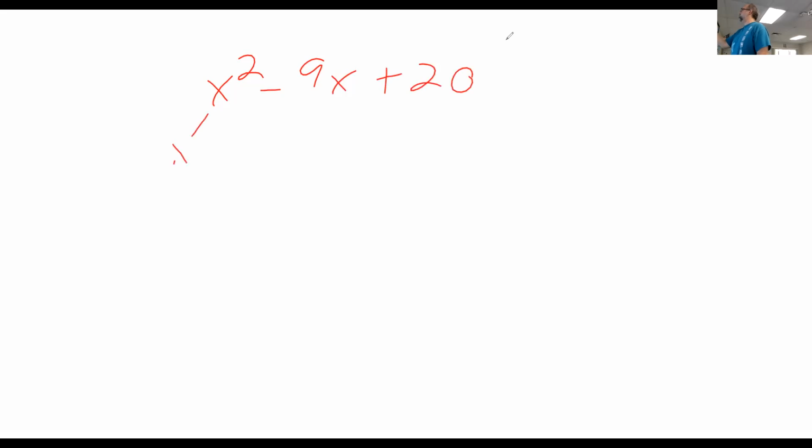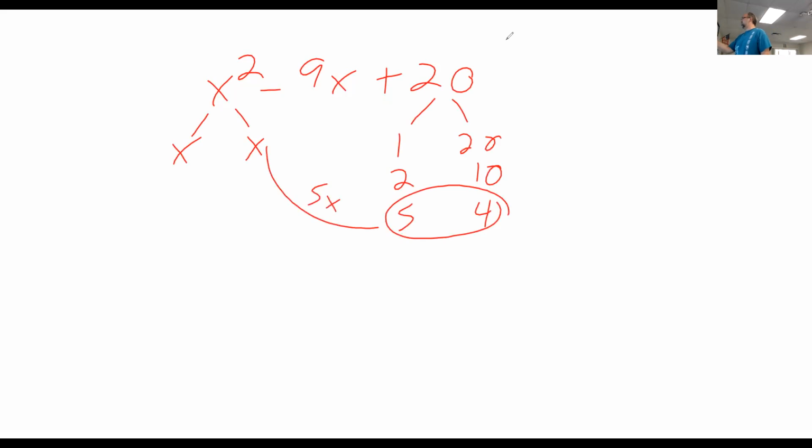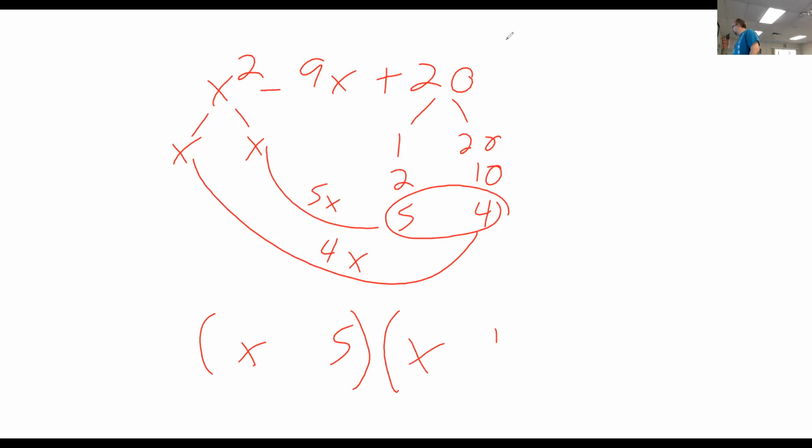Again, separate out. First term, x and x. Last term, 1 and 20, 2 and 10, 5 and 4. Then we look at the last sign. We see the last sign again is positive. So because it's positive, we go to 3a, and you're going to be adding terms to get the middle term. So we add to get the middle. It looks like we're going to have 5 and 4 be our partners. So it's going to be a 5x and 4x. So we know we're going to have x and 5, x and 4.